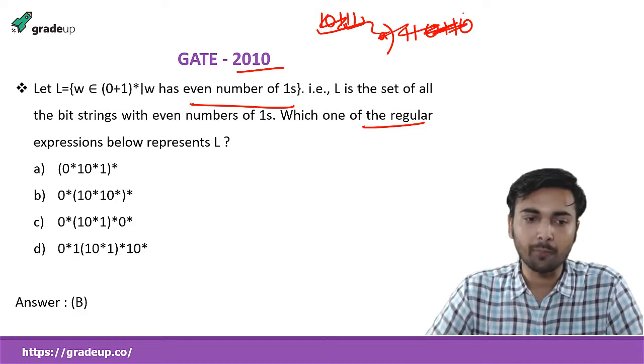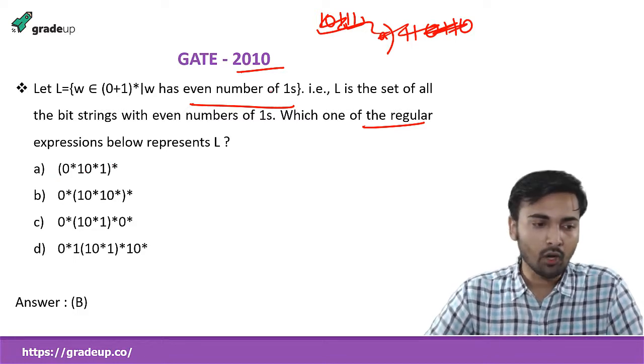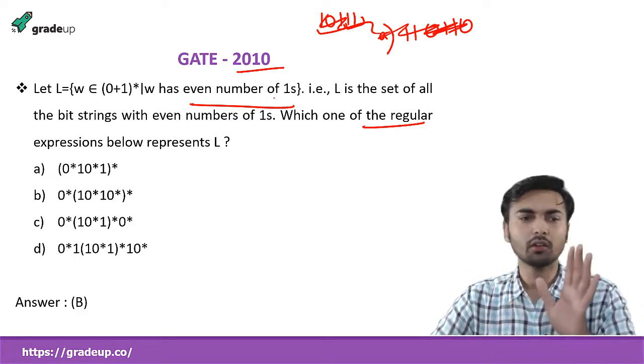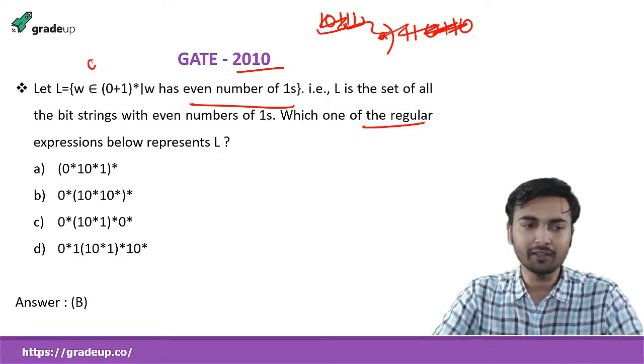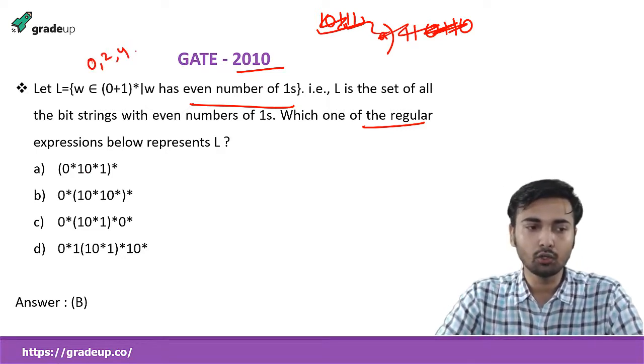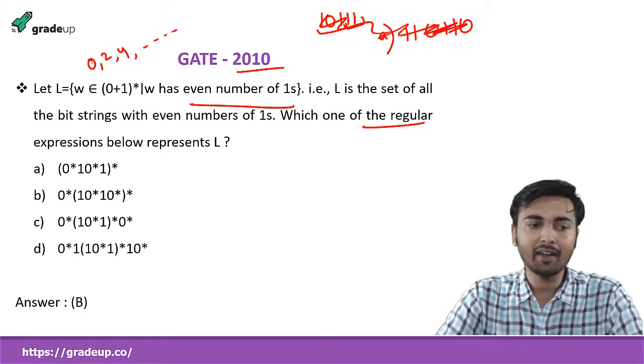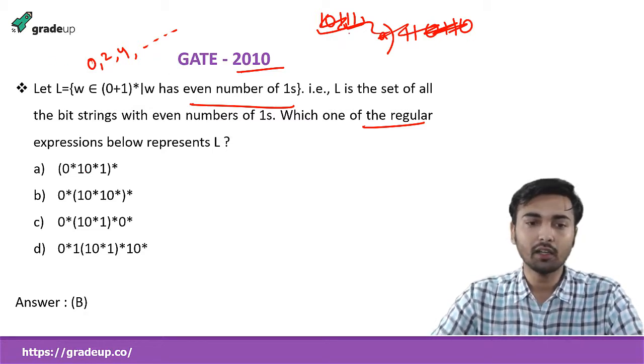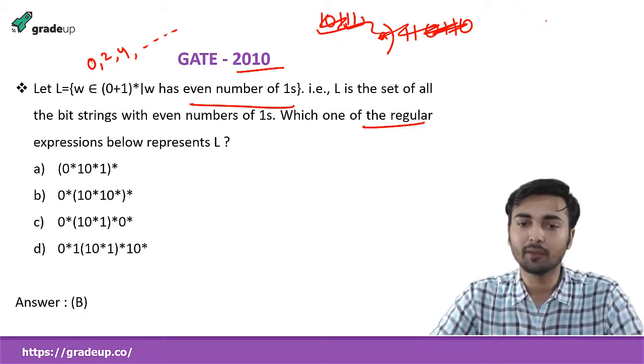See here. For option A, try the thing. 0, even number of ones. What are the possible counts? Either 0, 2, 4, and so on. Suppose I take 0 ones. I'll take something like this.